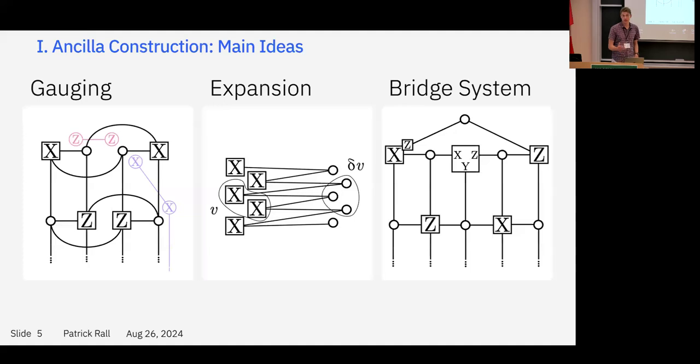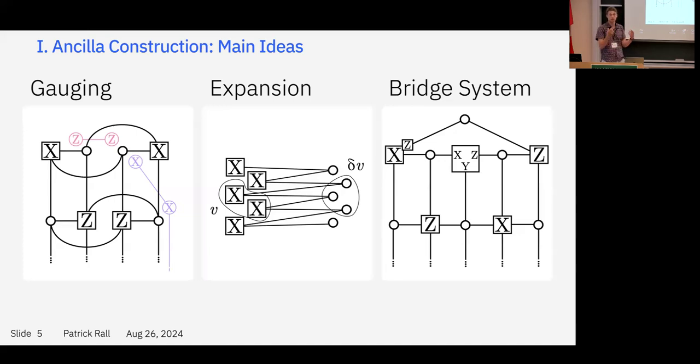Second, I want to give you this argument of why expansion properties of that subsystem give you a reduced layer count. And finally, I want to extend this technique to not just being able to measure single X operators. I want to be able to measure parities of multiple operators simultaneously.